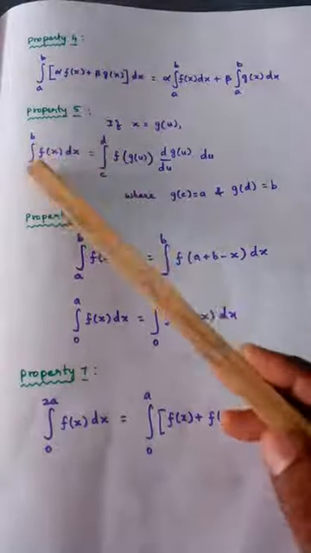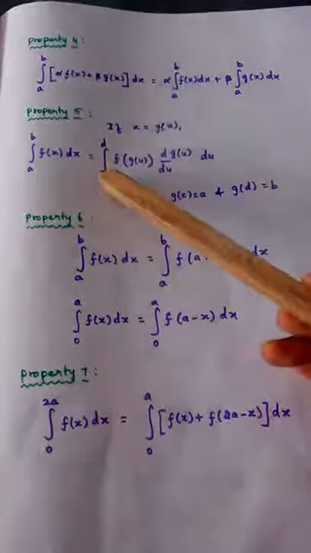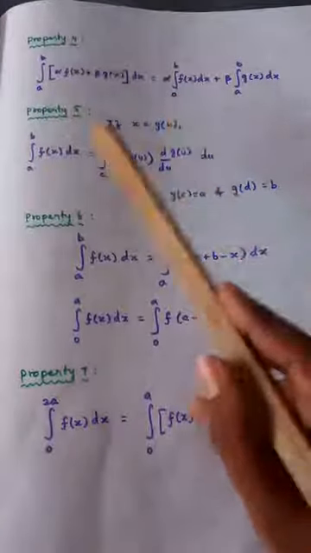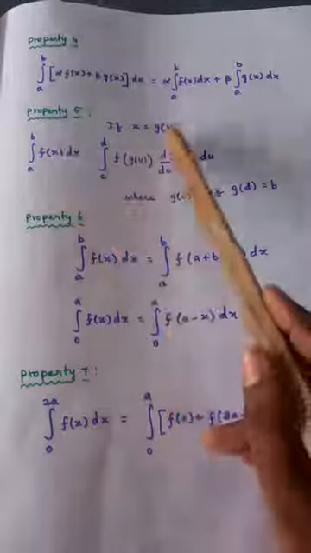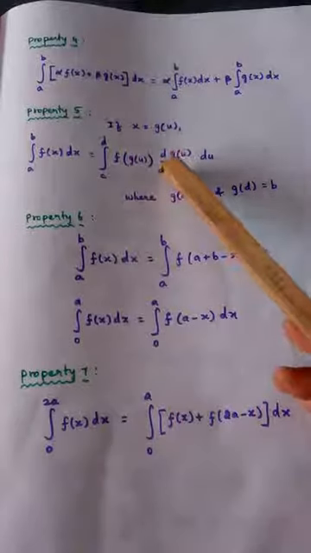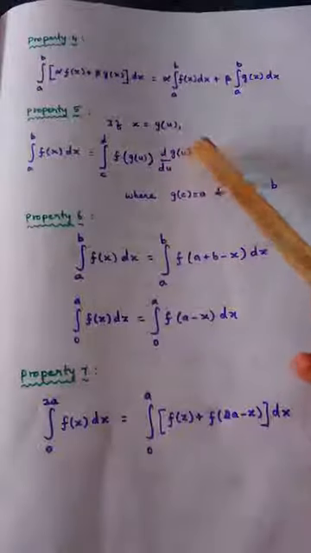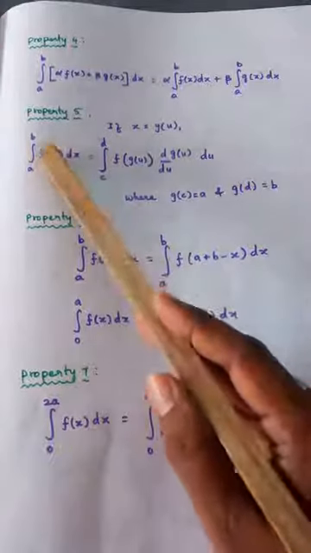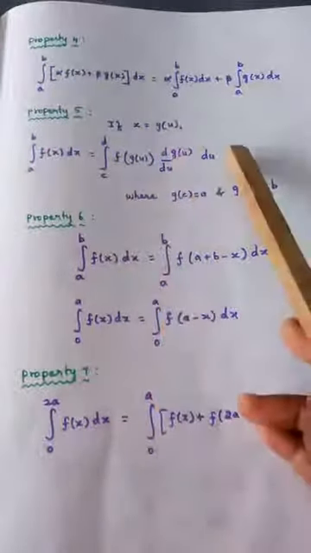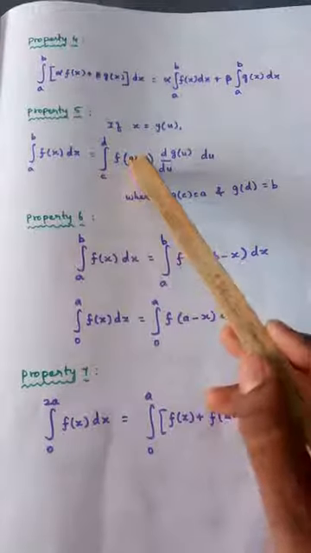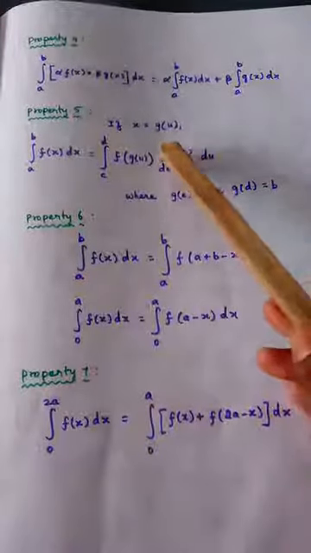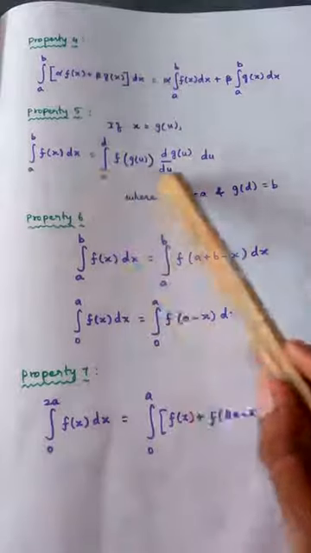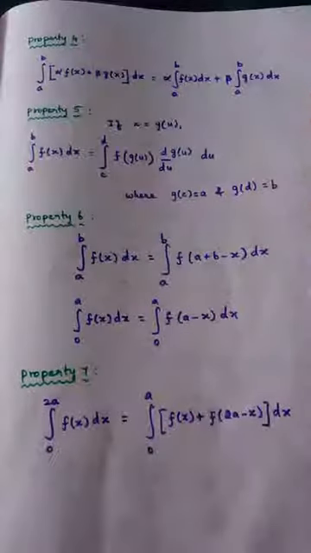Property 5. Integral a to b f of x dx can be written as integral c to d f of, if x is equal to some function of u, that can be substituted here. In place of x, I can substitute g of u. But here, the differentiation of g of u into du. So dx is changed to g dash of u du. What are we doing? We are changing the variable from x to u. How to change? In place of x, put g of u. Differentiate that g of u with respect to u and then integrate with respect to u. Don't get confused. Just read the property. When it is applied in the problems, you will understand.